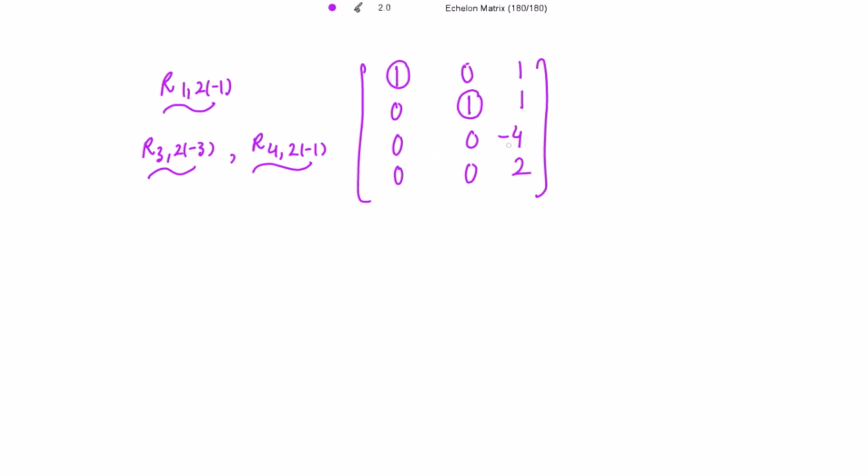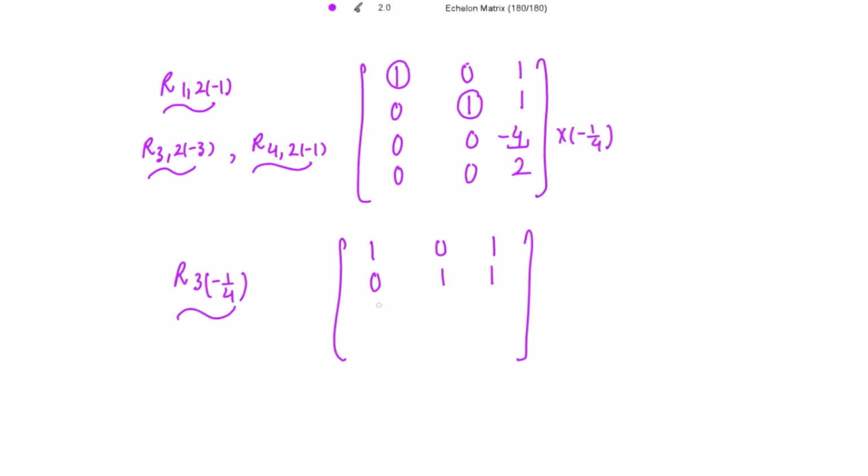Alright, in the third row, I'm having negative 4. So to make this 1, just multiplying this row with negative 1 by 4. So third row changes to 0, 0, 1 and writing the fourth row as it is. So this is the leading entry for the third row. What do you mean by the leading entry? It is the first non-zero entry present in the row that becomes the leading entry for that row, right?